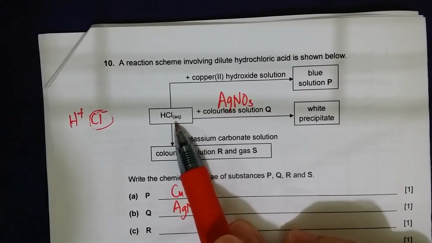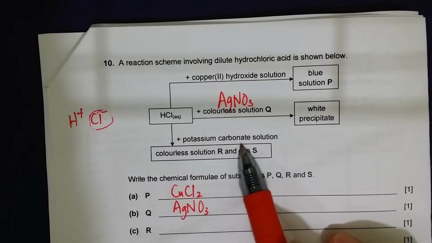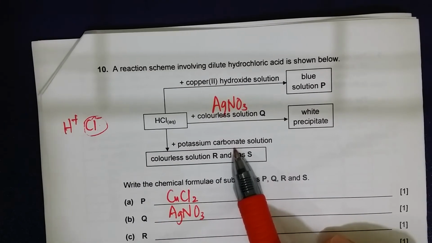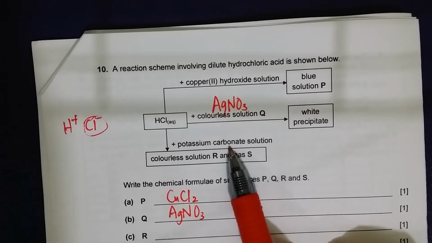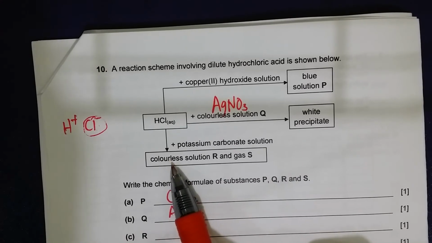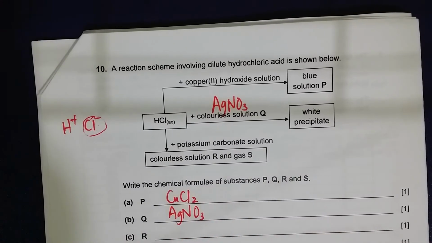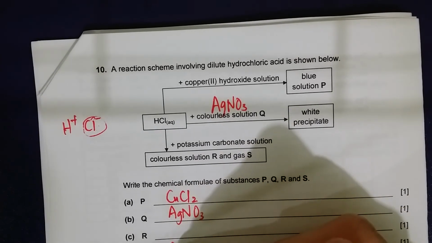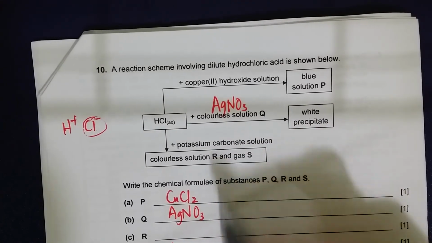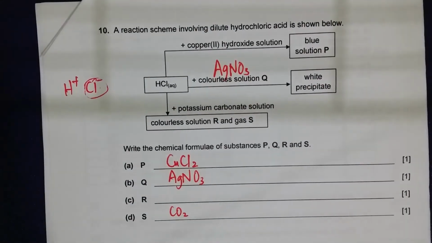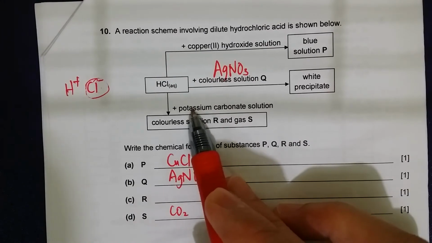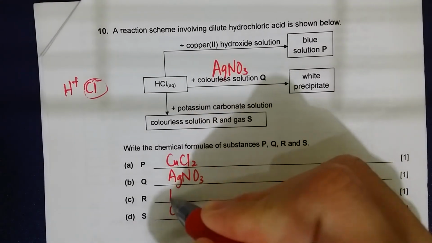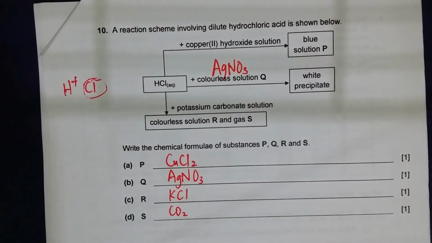How about here? HCl plus potassium carbonate. So this reaction is acid and carbonate. Acid and carbonate, you get salt, water, and carbon dioxide. So your gas X must be carbon dioxide, and your R must be a salt, and this salt must be potassium chloride, KCl.